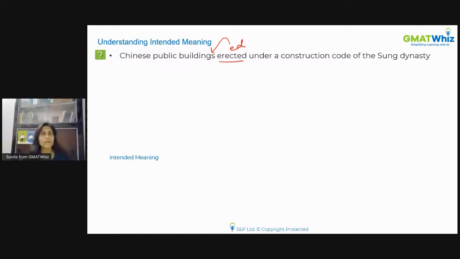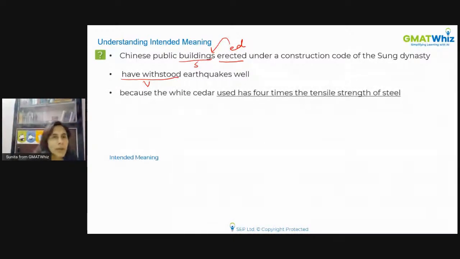dynasty. All right. Have withstood earthquakes well. So my subject is buildings and my verb is have withstood. They make sense. Subject, verb, agree. So these buildings have been able to withstand earthquakes. Because clearly here I'm now going to be given the reason behind the verb: why these buildings have withstood earthquakes well.